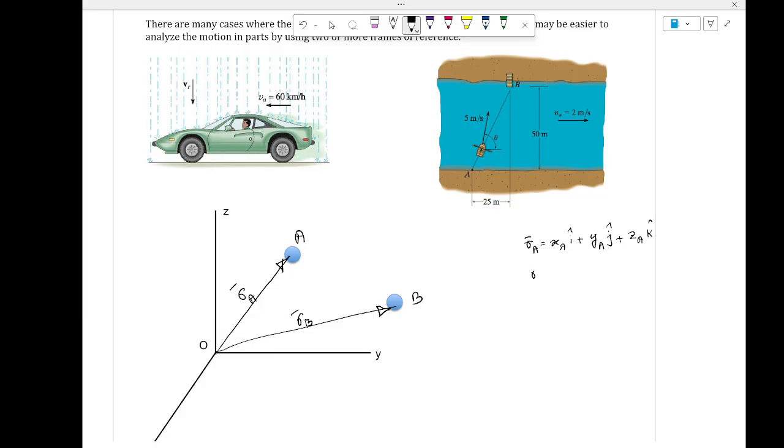Okay, so then RB can be written similarly, right? XB i, YB j, ZB k. i, j, k are obviously unit vectors, right? So now I was just talking about the relative position, and now we're dealing with the position vector from A to B, right? How are we going to define that? You can write this: the relative position of A with respect to B.